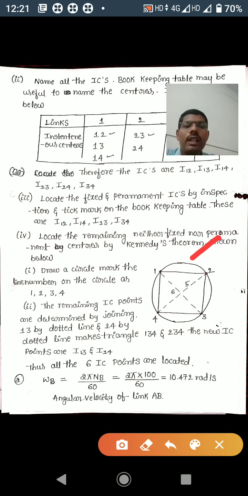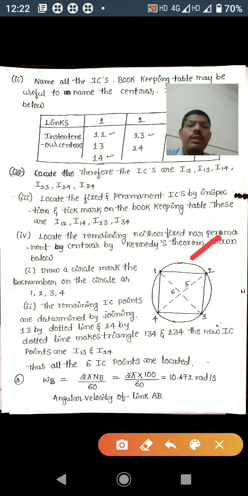Then you have to join them by solid lines: 1-2, 2-3, 3-4, 4-1. So it completes a rectangle or a square. It is an approximate shape you will get. After that, what you have to do? You have to determine the remaining two instantaneous centers.